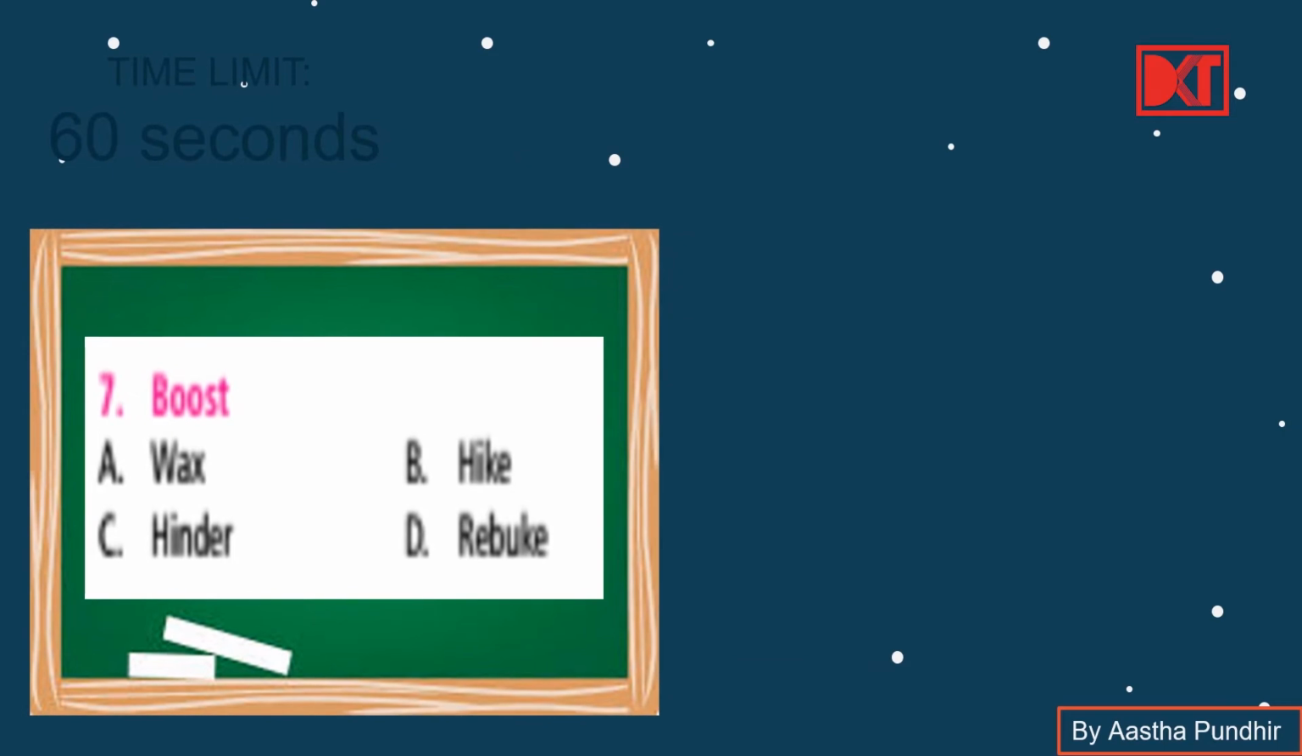Okay, the next up we have is boost. The options are wax, hike, hinder, rebuke. Boost is sort of increasing something, right? Or encouraging something. So the opposite could be hinder. Hinder is acting like a hindrance, which means stopping something, causing problems. Rebuking actually means disapproving of something, but not really acting as a problem. The direct opposite of boost is hinder. Rebuke could be synonymous to hinder in one sense. Like wax and hike are the synonyms for boost.